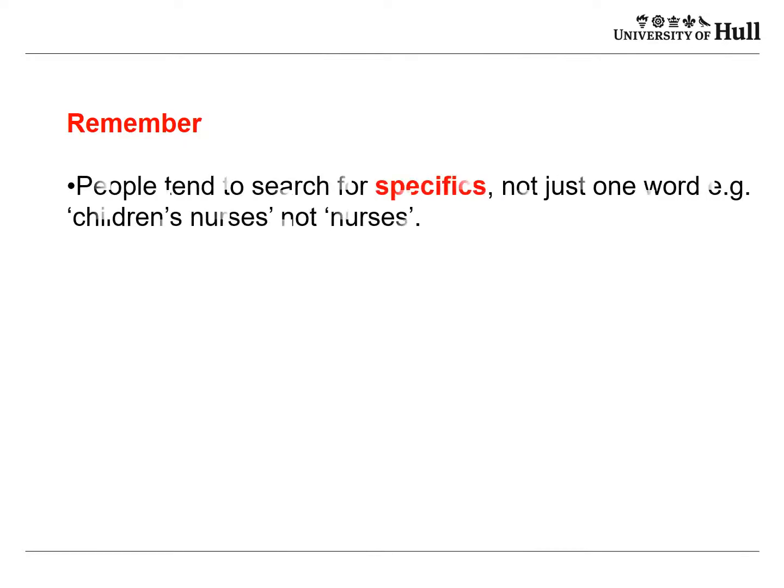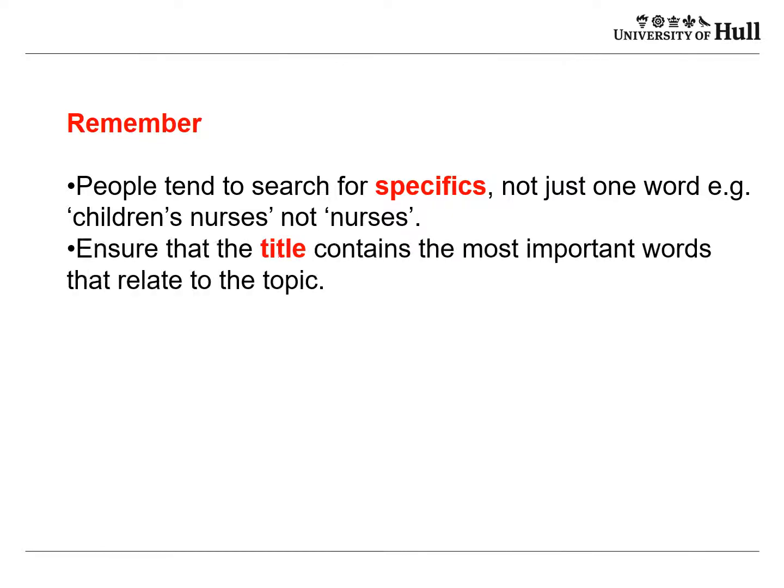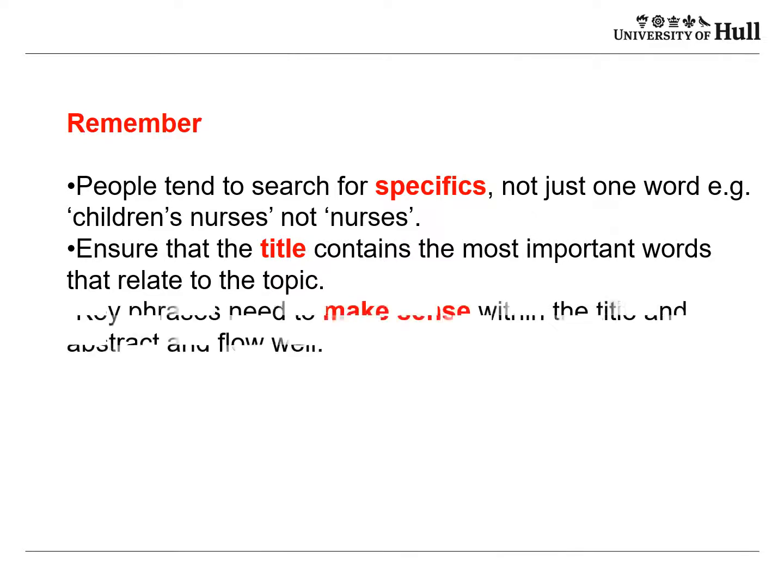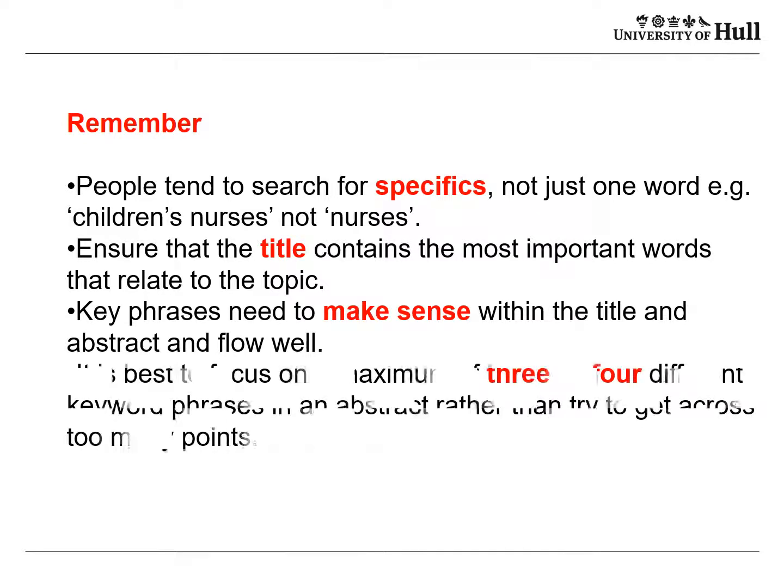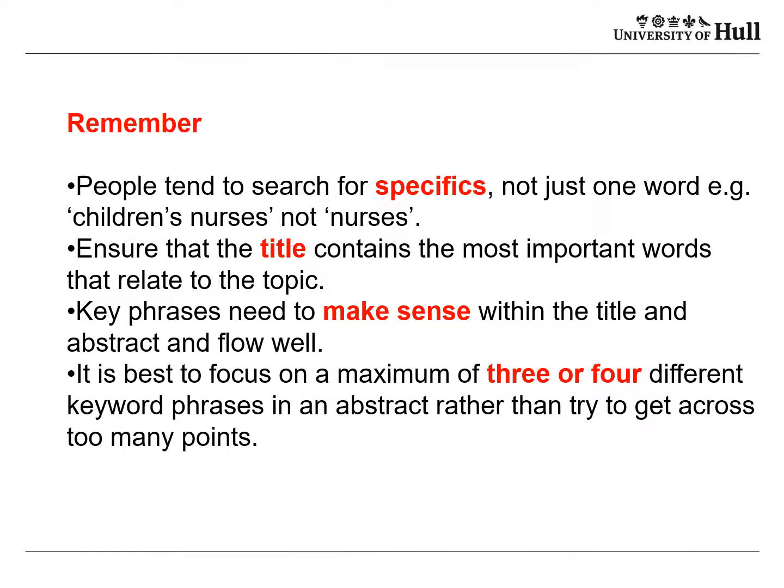So remember, people tend to search for specifics, not just one word. For example, children's nurses and not nurses. Ensure that the title contains the most important words that relate to the topic. Key phrases need to make sense within the title and abstract and flow well. It's best to focus on a maximum of 3 or 4 different keyword phrases in an abstract rather than to try to get across too many points.